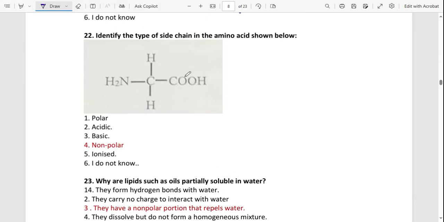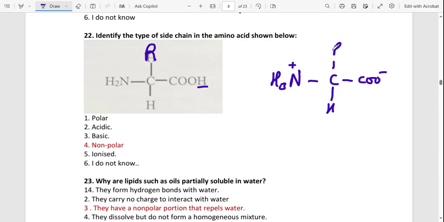Identify the type of side chain in this amino acid. Now you know that amino acids have the general formula like this. Actually, this hydrogen sometimes you can see bonded to this side, so we're going to have H3N+, carbon, COO minus. This will become positive. Then you have got a hydrogen. You have got the R group. We call this the zwitterion nature of the amino acid.